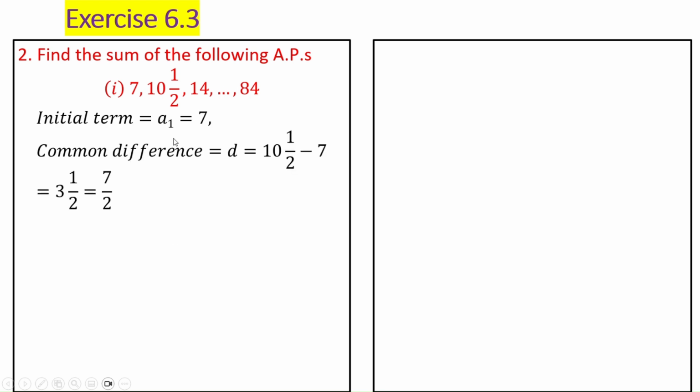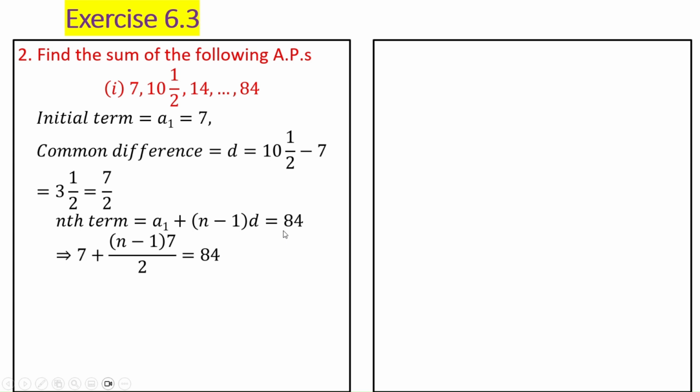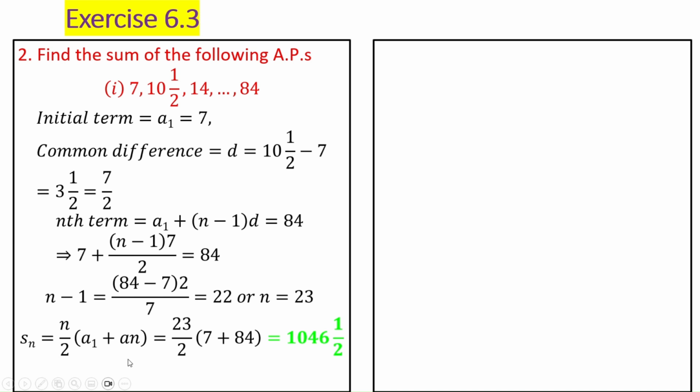Okay, so you have a1 equal to 7. Common difference you can calculate, which is 7 by 2, and then an equal to 84. So from this we can calculate the n value, because in the Sn equation you have n by 2, right? So the n value is a must. So n is 23. We can calculate it from this, and you substitute into the equation. What you will get is 1046 and a half.